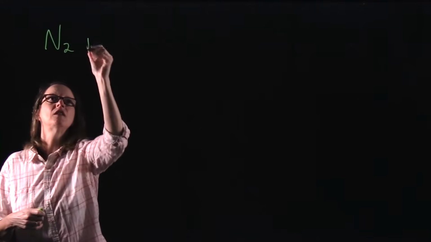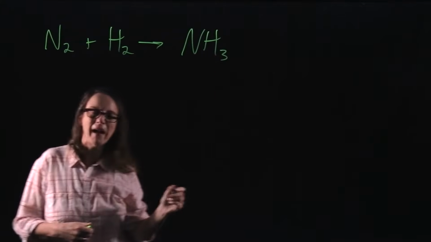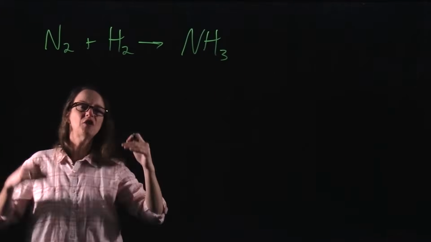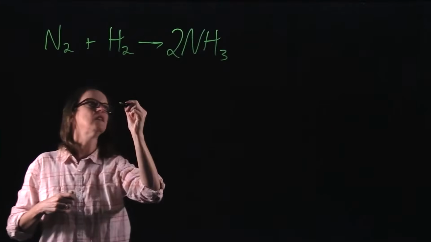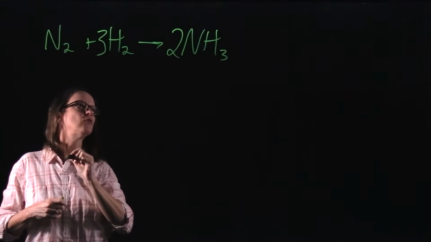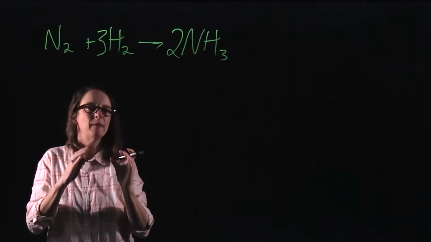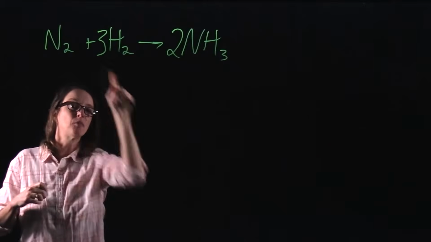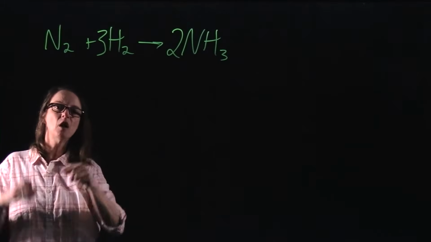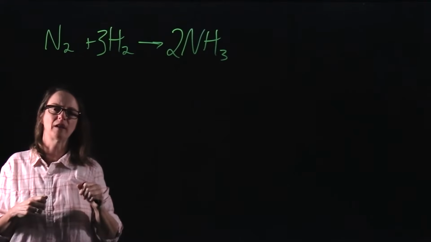For example, if we look at a reaction of nitrogen plus hydrogen to make ammonia, in a balanced chemical reaction we need coefficients in front of each of these. We need 1 nitrogen and 3 hydrogens in order to have a balanced reaction. One way to look at a balanced chemical equation is to say that the coefficients, the big numbers in front, represent the number of molecules that are reacting with each other and the number of molecules of product that form.